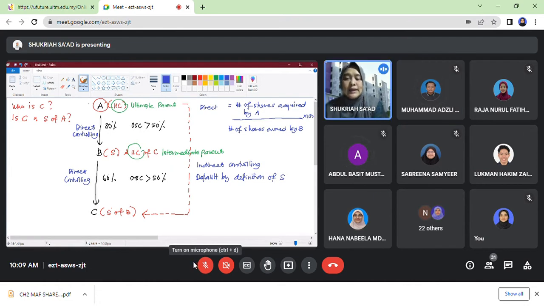Right? Indirectly. So indirectly means it is based on default by definition of subsidiary. So whatever subsidiary of B is also a subsidiary of A. So if C is a subsidiary of A, the answer will be yes. Why yes? Default by definition. So C is a subsidiary of B and B is a subsidiary of A. Okay? So, definition of subsidiary.